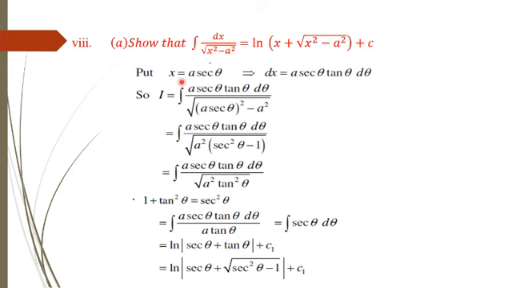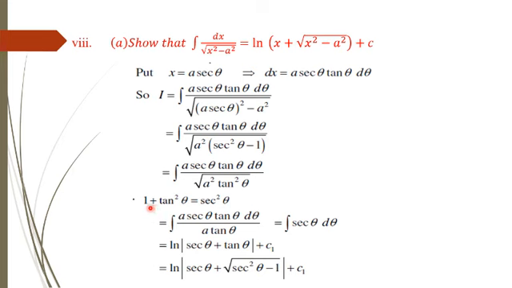Student, we have only the value of x is equal to a secant theta, and our question is in the form of x. So our answer should be in the form of x. So this secant theta can be replaced in the form of x, but this tan theta cannot be replaced in the form of x. So we need some substitution.